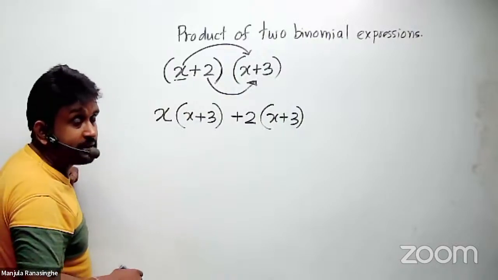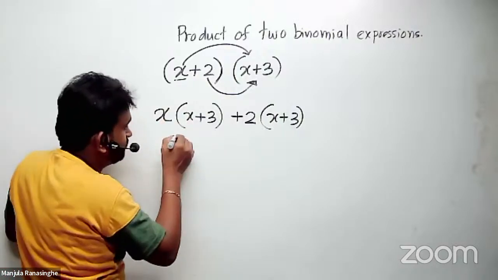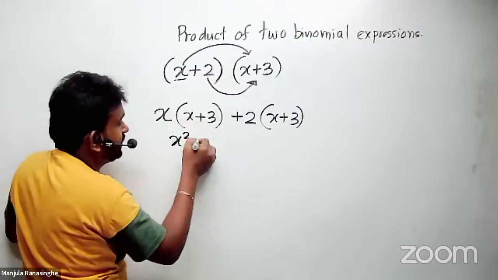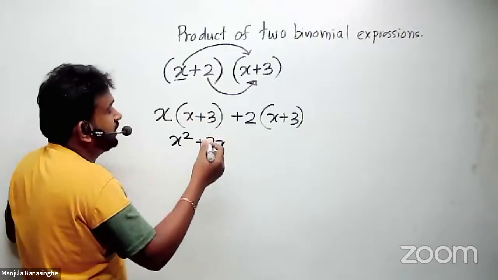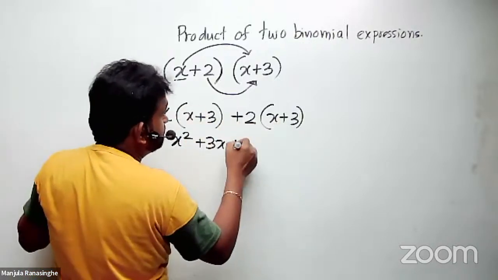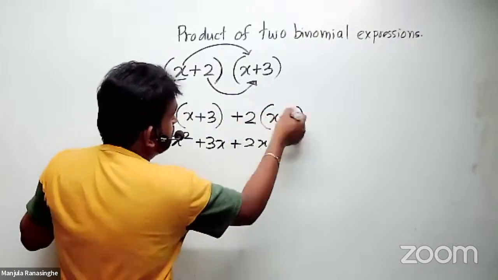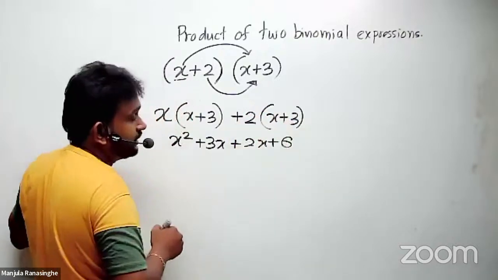Now you can remove the brackets. X into x, as we discussed, is x squared, x into 3 is plus 3x, then plus 2 into x is plus 2x, plus 2 into plus 3 is plus 6.